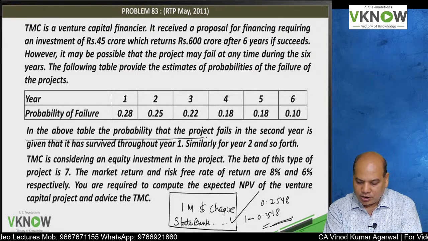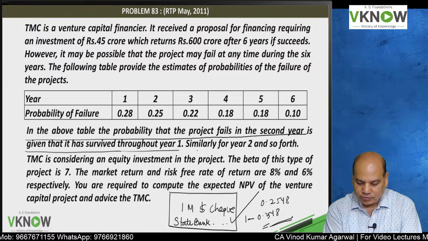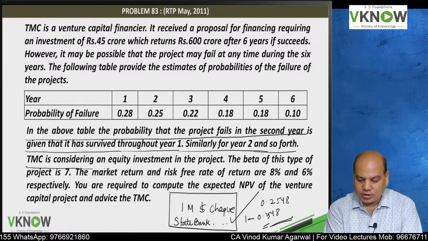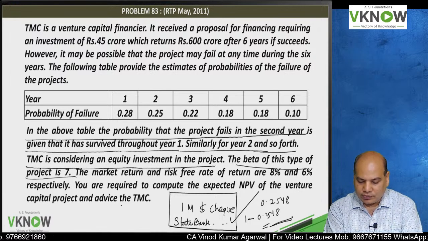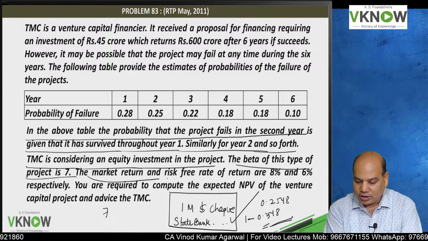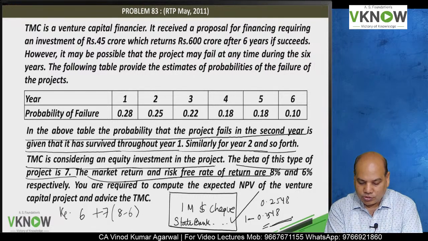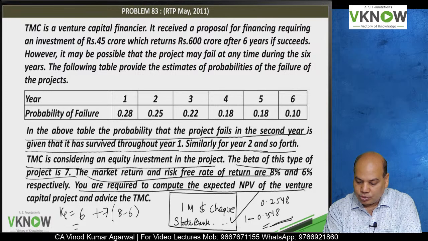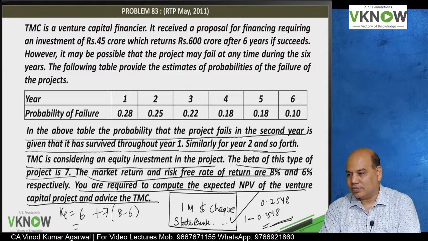In the above table, the probability that the project fails in the second year is given that it has survived through year 1. Similarly for year 2 and so forth. TMC is considering an equity investment in the project. The beta of this type of project is 7, very high beta. Market return and risk-free return are 8% and 6% respectively. So this will give you the cost of equity for the purpose of discounting. You are required to compute the expected NPV of the venture capital project and advise TMC.